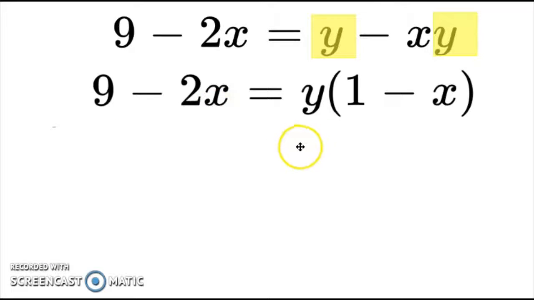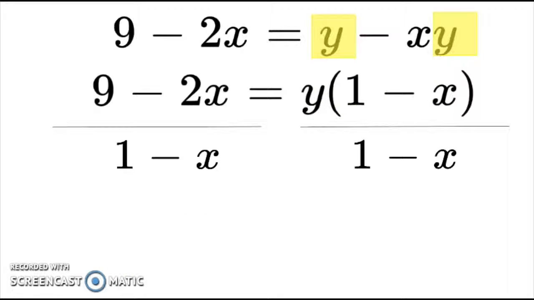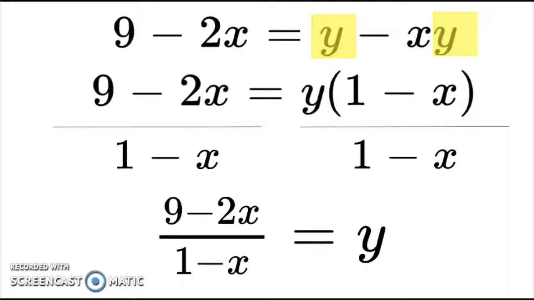I notice that y is being multiplied by 1 minus x. To get this y by itself, I have to undo the multiplying and divide both sides by 1 minus x. So that will give me 9 minus 2x over 1 minus x on this side, and on this side I'll just be left with y. So that would be my answer. The inverse would be 9 minus 2x over 1 minus x.